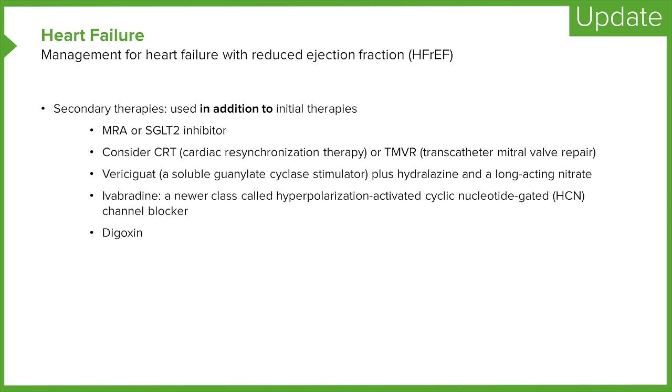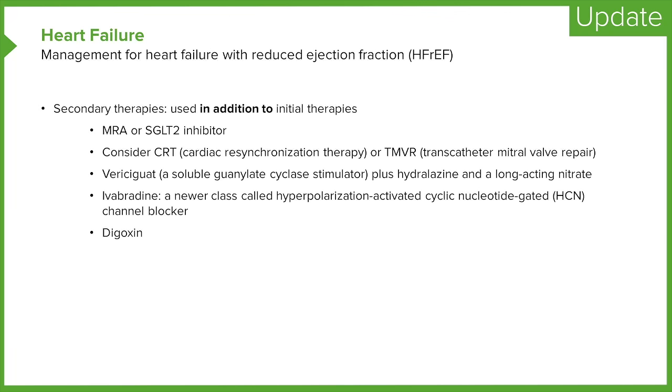Further secondary therapies, newer medications, include vericiguat or ivabradine. So vericiguat is indicated for patients with New York Heart Association class 2 to 4 heart failure with an ejection fraction less than 45%, who were either hospitalized in the last 6 months or require outpatient IV diuretics.